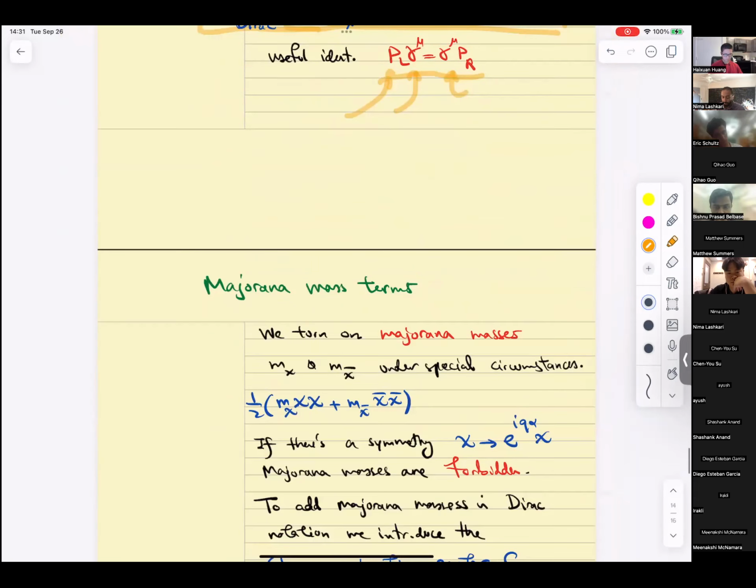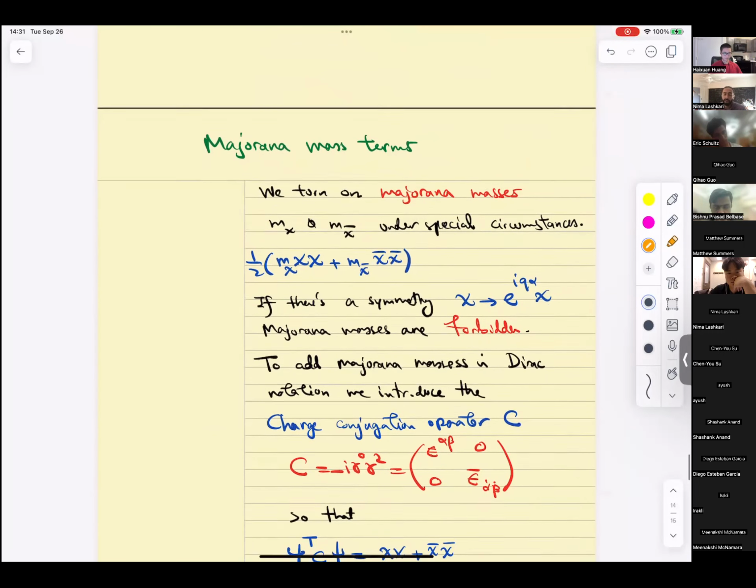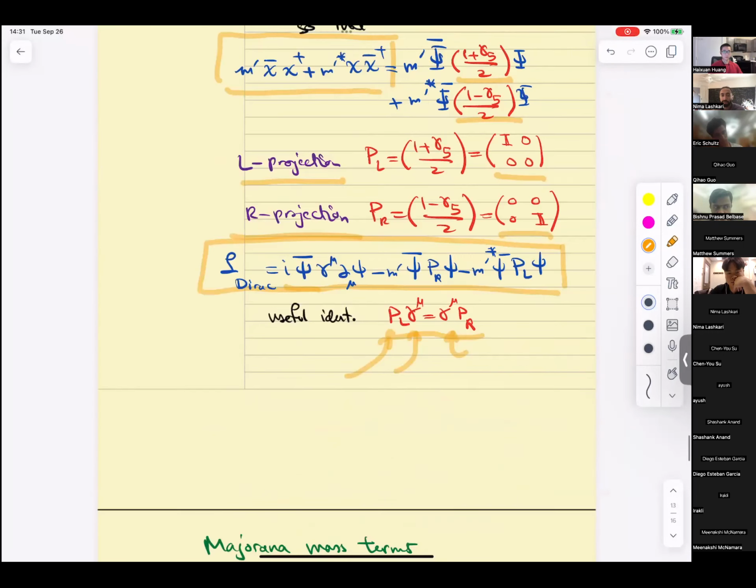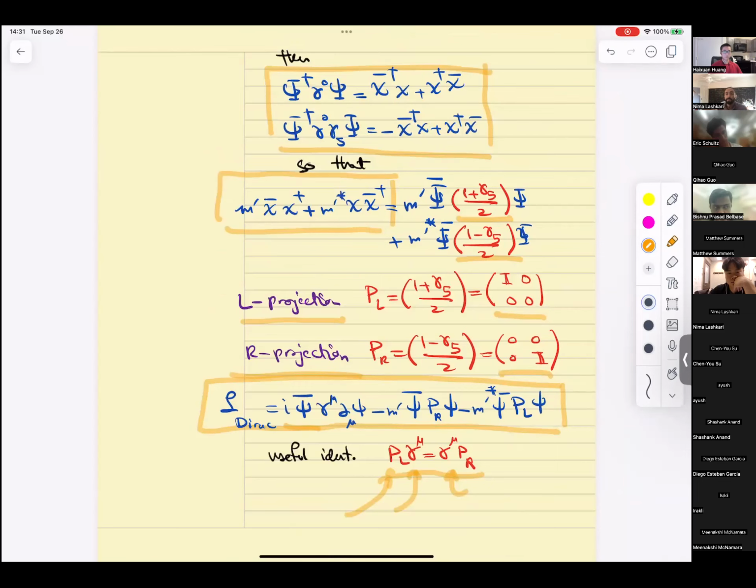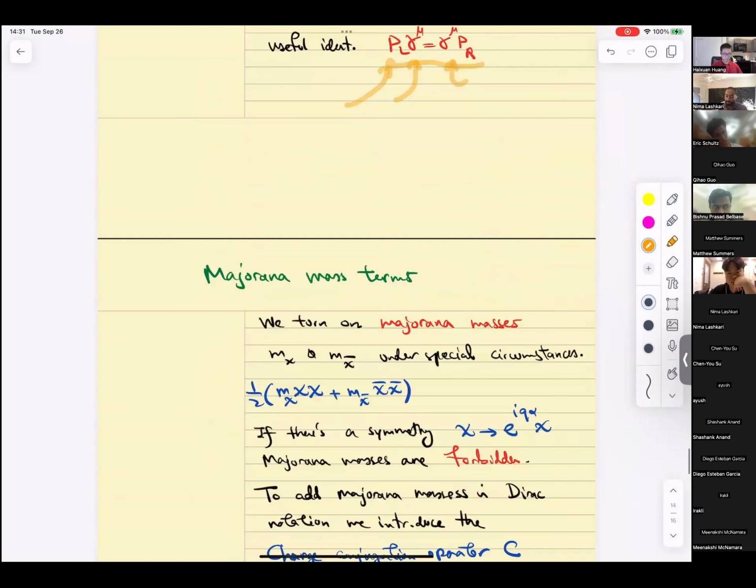All right. Up to here, I assume that Majorana masses are 0. Now, can we put the Majorana masses back in?